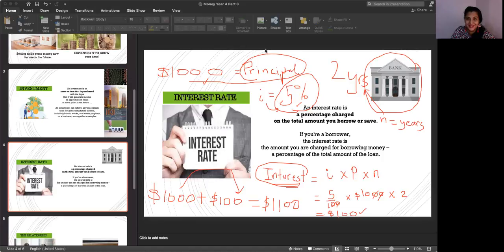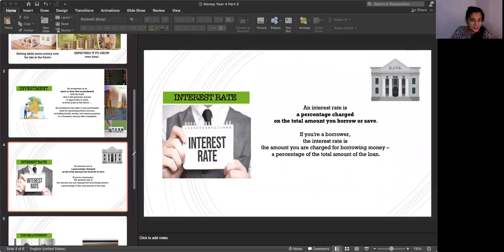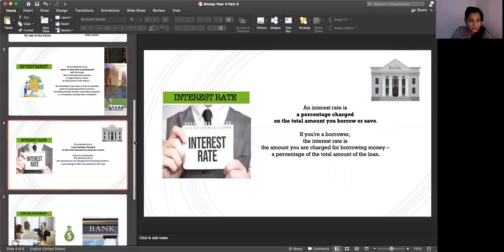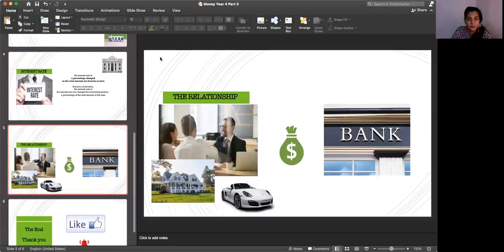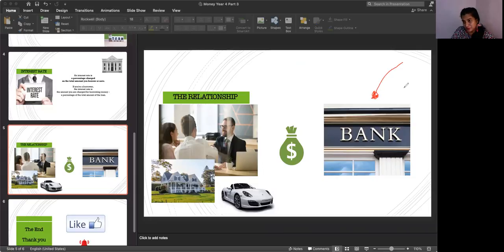All right, clear? And let's go on to the next slide, which is the relationship, the beautiful relationship that we have with the banks. Now, remember in this situation earlier, you have the money, so you go to the bank and you are sort of borrowing or lending your money to the bank, okay? And the bank will pay you interest based on the interest rate and the number of years and based on how much money you had put in. But that's not the situation for everyone.